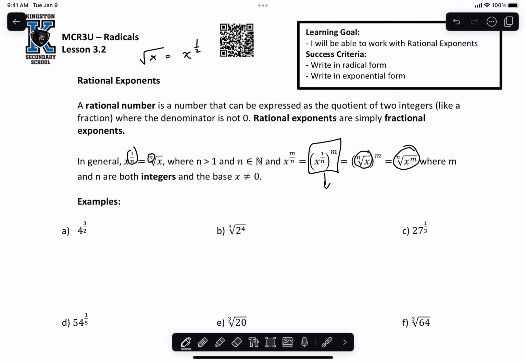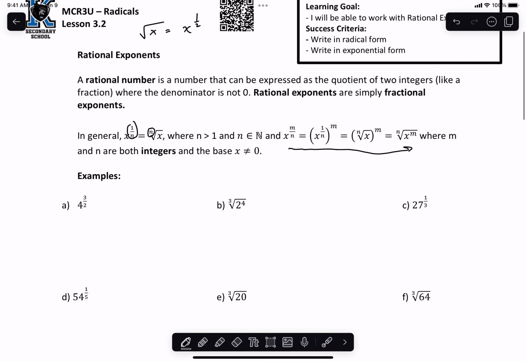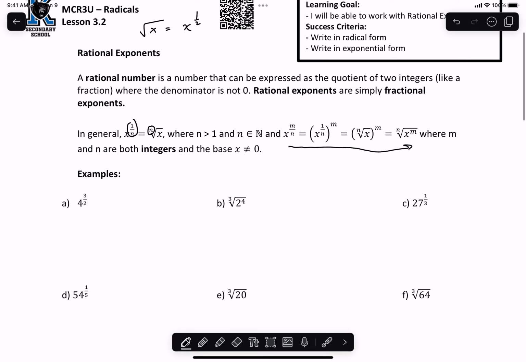So we can take something that looks like this, basically, is the moral of the story. We're going to go through 4 steps, and we can express or evaluate it when it looks like that. At any of those stages along the way, they're all equal. They're just trying to communicate the same thing. Also, m and n are both integers and the base can't be 0. All right. Are we okay?